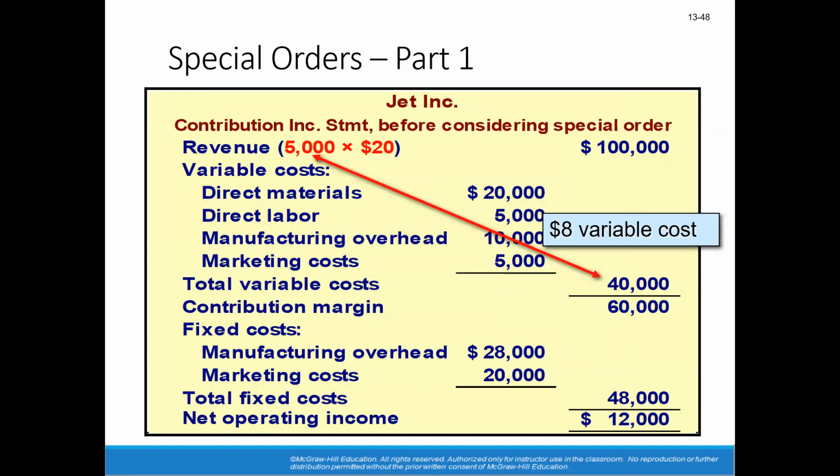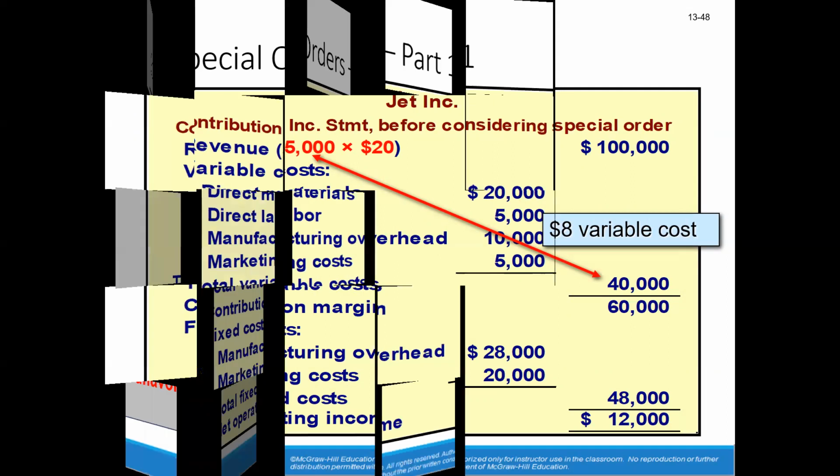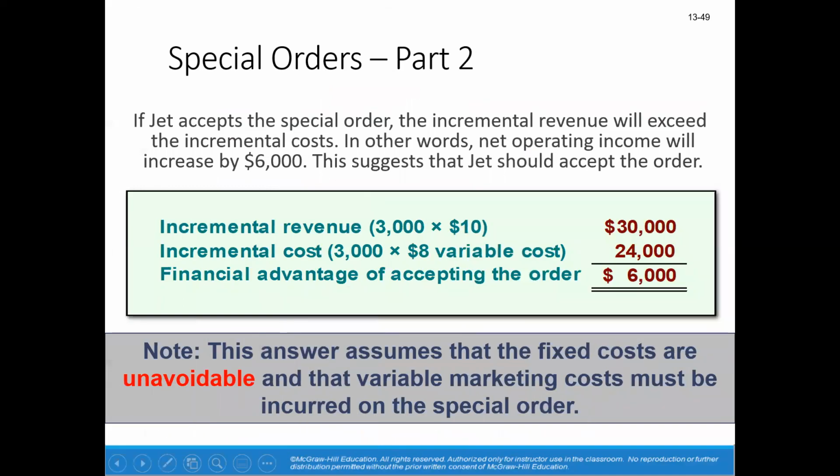Well, we look at our revenue, and then we look at our variable costs to see what our contribution margin is. To accept the order, we still benefit by $6,000. The answer assumes that the fixed costs are unavoidable and that variable marketing costs must be incurred on this special order.